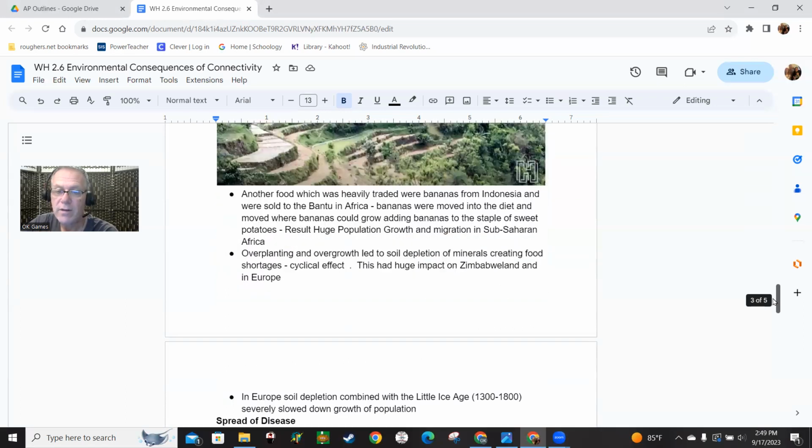So overplanting, changing the land, deforestation, soil depletion, minerals, creating an effect. It's going to have a cyclical effect. It's going to impact Zimbabwe land, which is in Africa, and Europe. And so deforestation and soil depletion are another environmental effect that comes about by man interacting with the environment. And the new foods, they become very popular. And again, some of these pull out more nutrients than they give back to the soil.